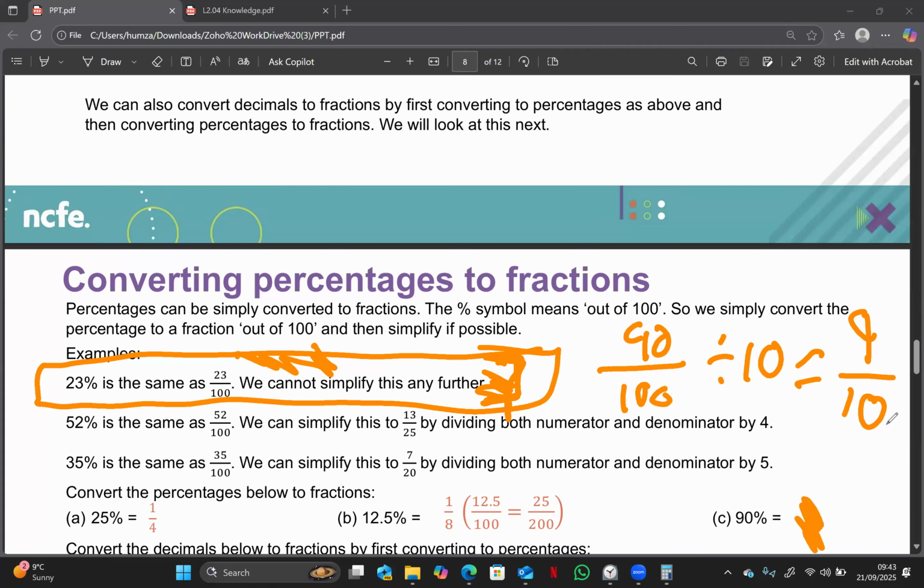9 over 9 is 1. No, I don't think so. No, no. So that's the final answer then. Yeah, well done, guys. That's the final answer.